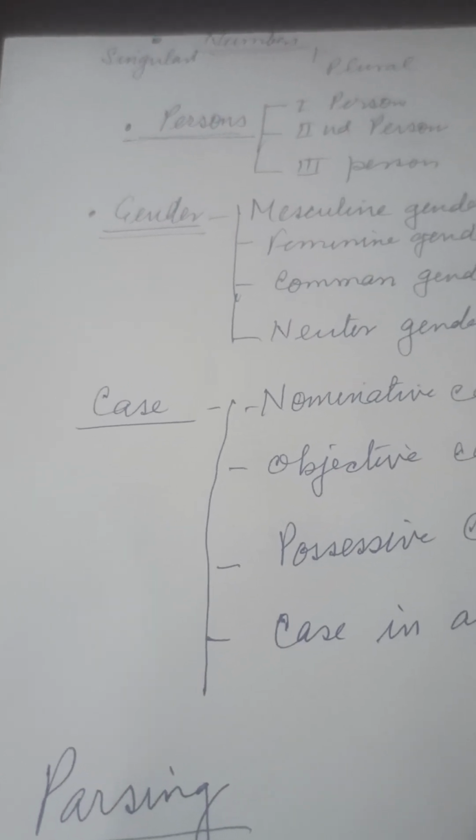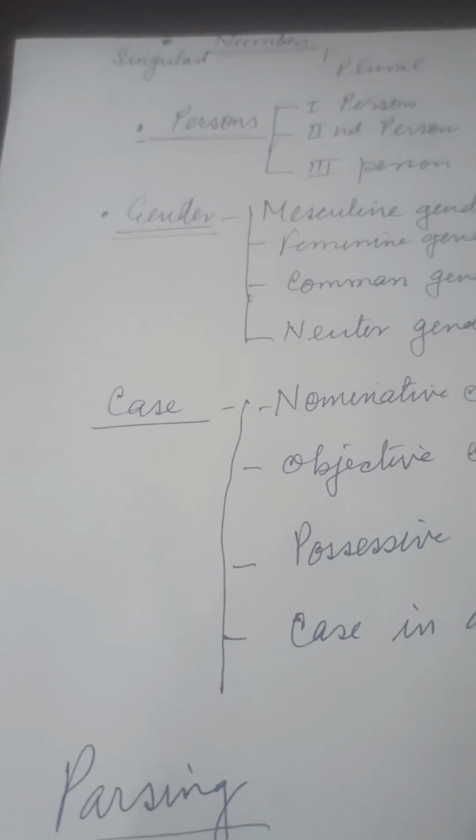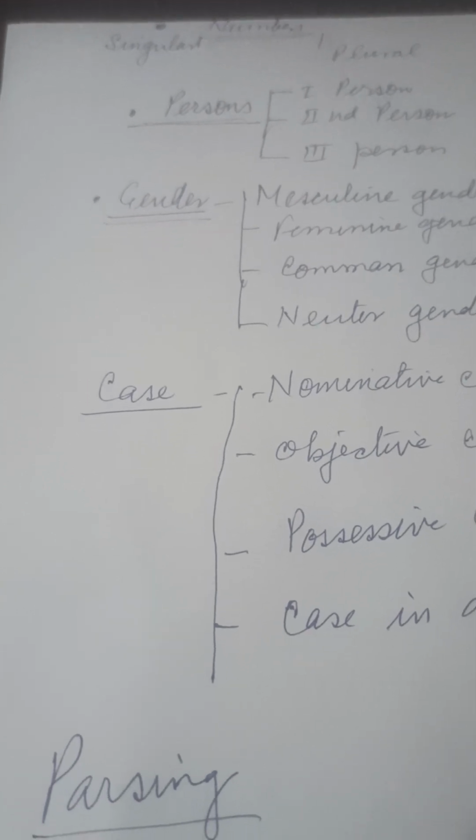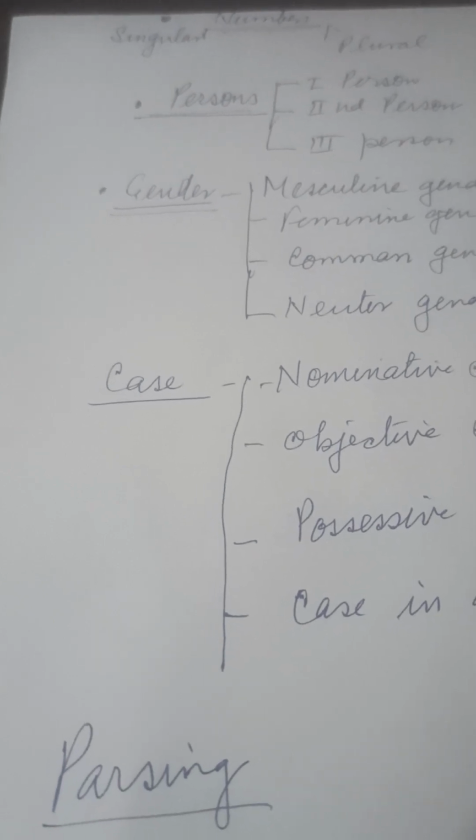English is playing an important role in reading, writing and speaking. These are the 3 skills which are to be developed in English grammar, in English as a language.